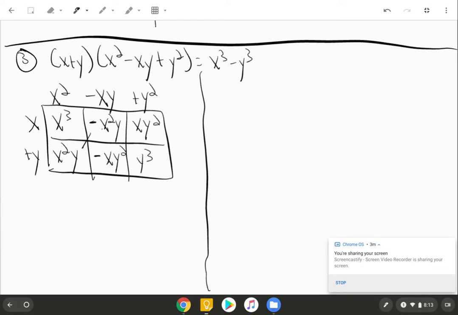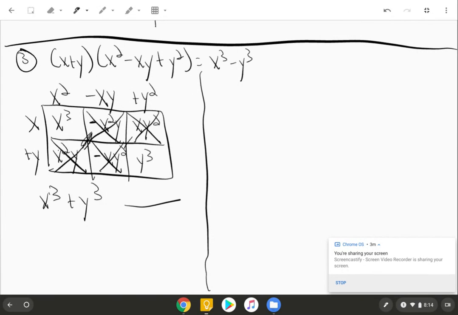All right, so let's write this out. So this will be x cubed. And then I have this diagonal here is going to be x squared y and negative x squared y. That, like before, is going to cancel. And the same thing is going to happen in the next diagonal. Negative xy squared and positive xy squared. Those are also going to cancel. So I'm going to be left with x cubed plus y cubed.